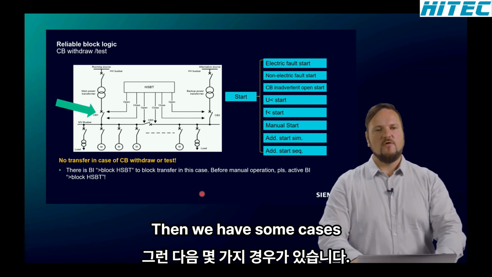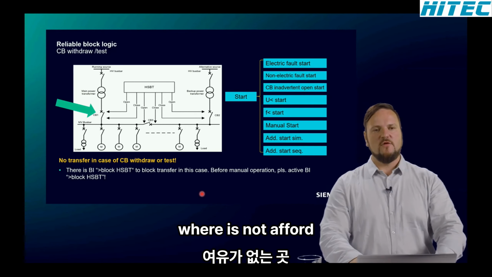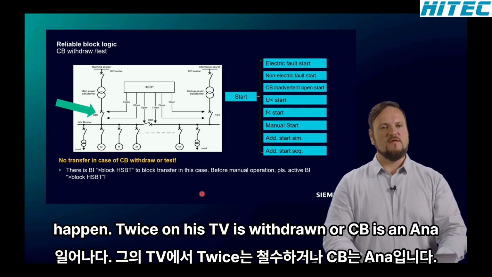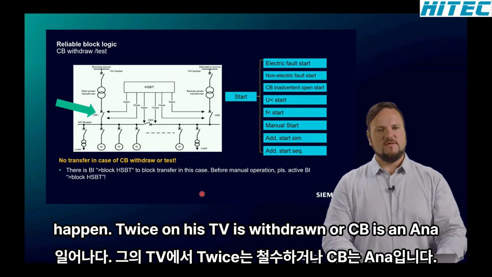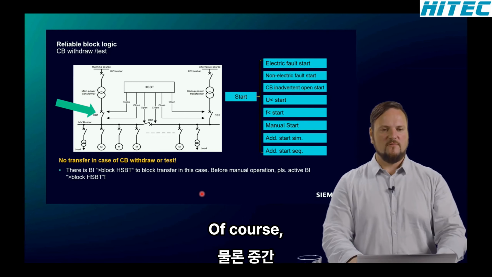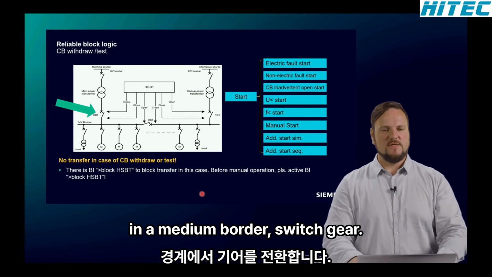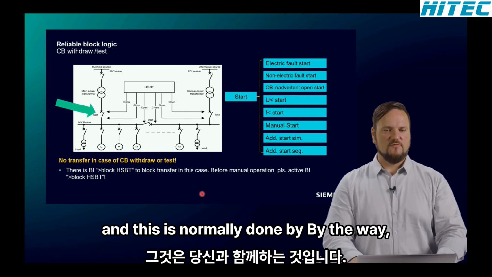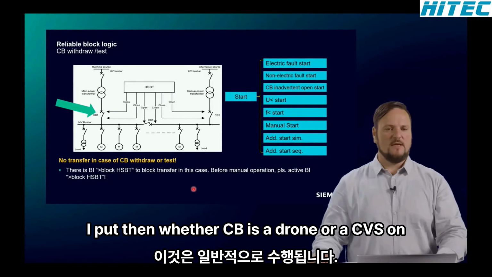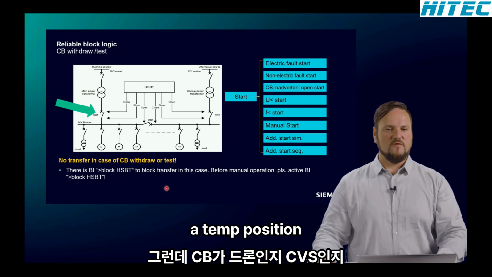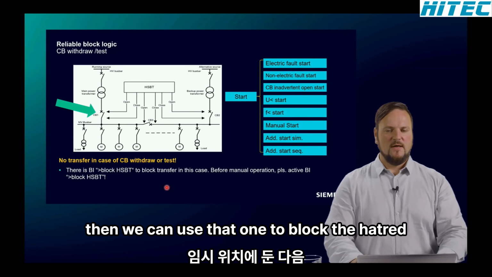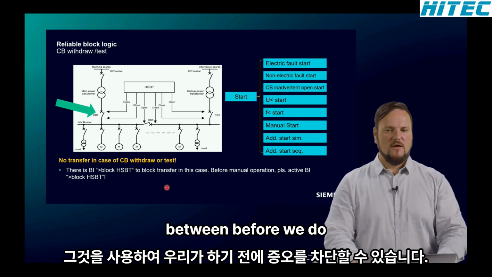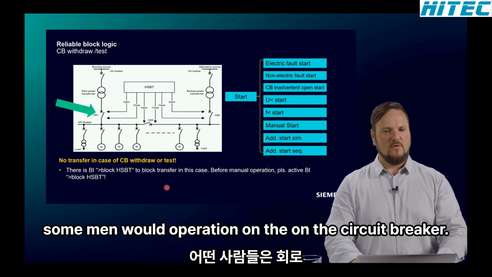Then we have some cases where it's not a fault that happened. For example, the CB is withdrawn or the CB is under test. For that, of course, in a medium voltage switchgear, we also need a signal to block the HSBT. This is normally done by a binary input. When the CB is withdrawn or in a test position, we can use that to block the HSBT before we do some manual operation on the circuit breaker.